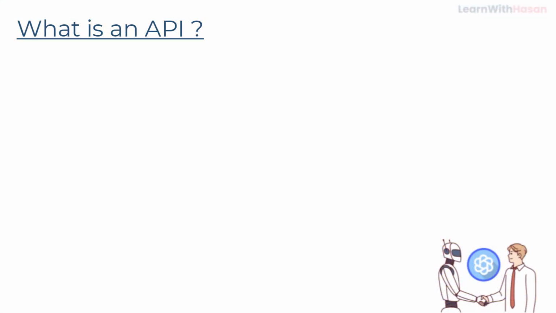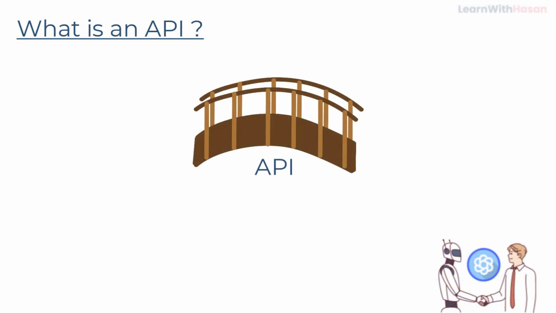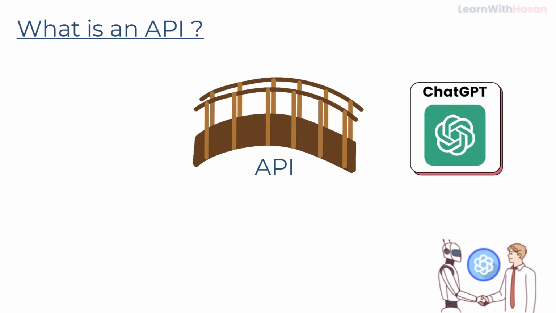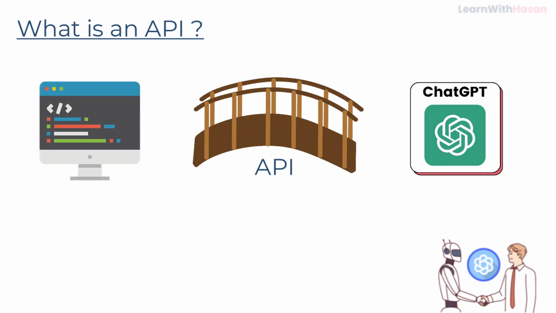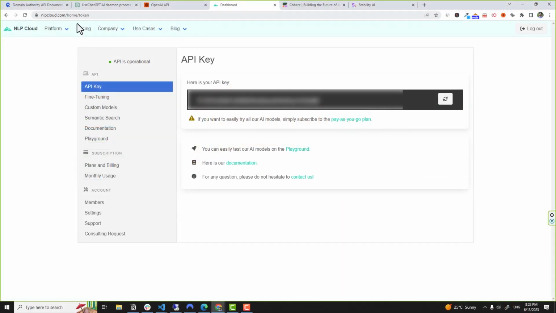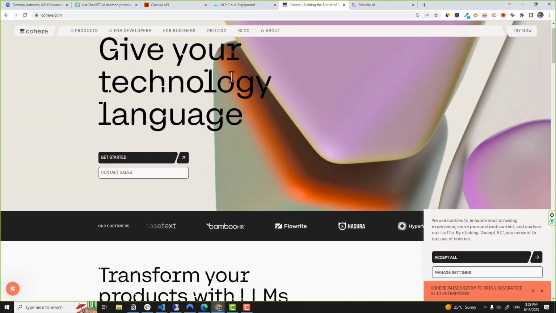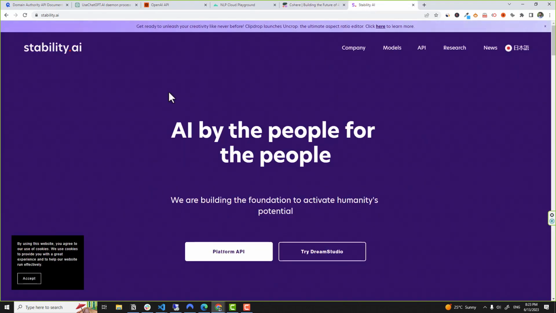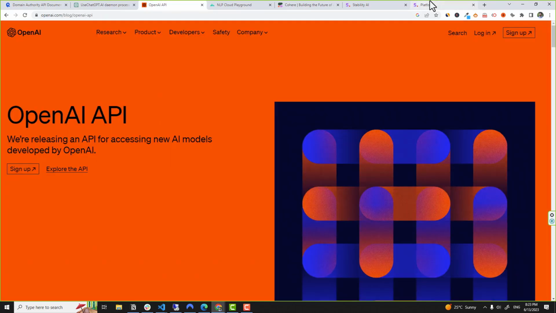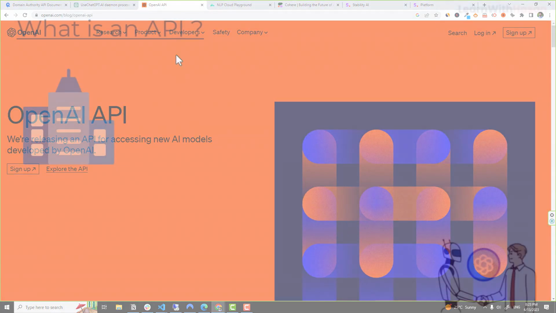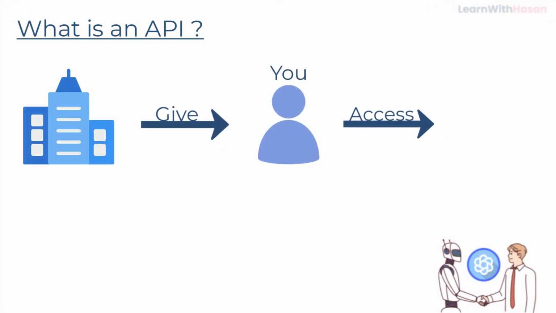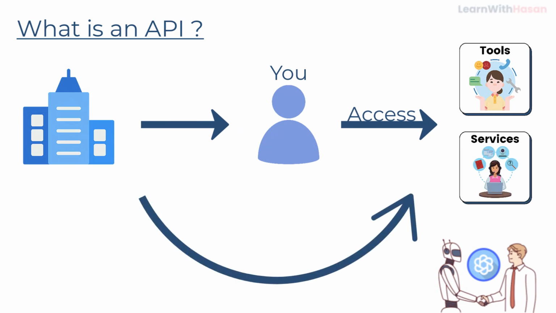So API is somehow the bridge, the broker that allows you to access ChatGPT or other services securely and through your code. The same we have NLP Cloud. There's an API here where you can access their models. The same for Cohere. It gives you an API to access its models. The same for Stability AI. We have the API to generate images with their platform. So these websites and companies are giving you access to their tools and to their services through the API.